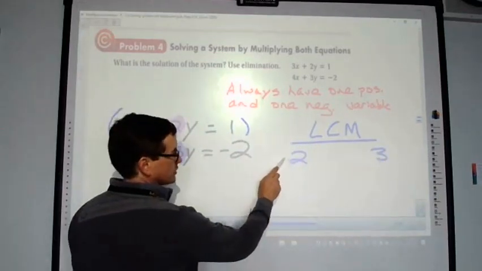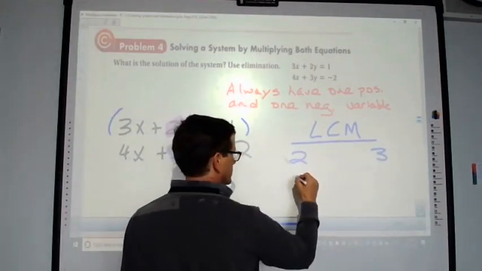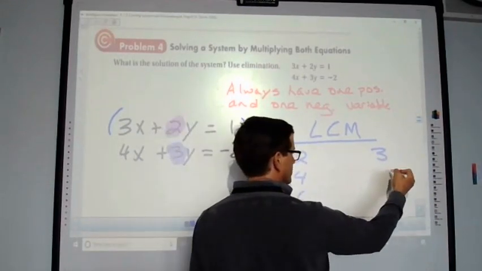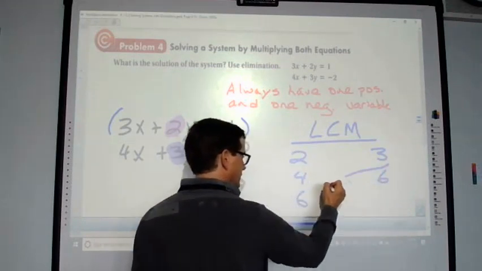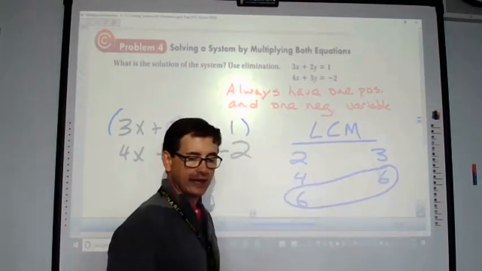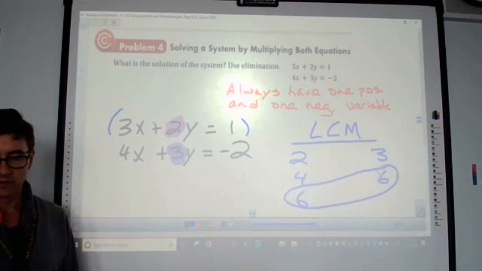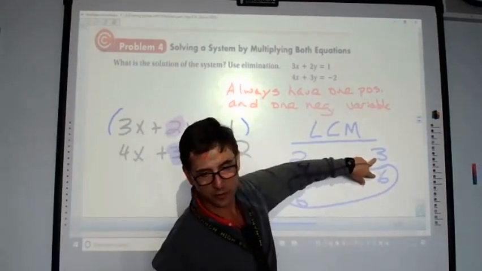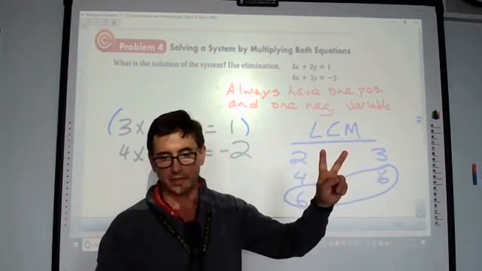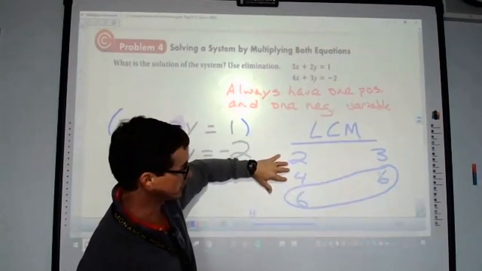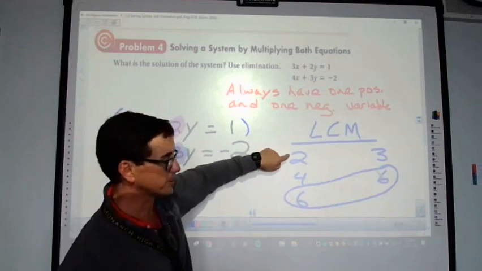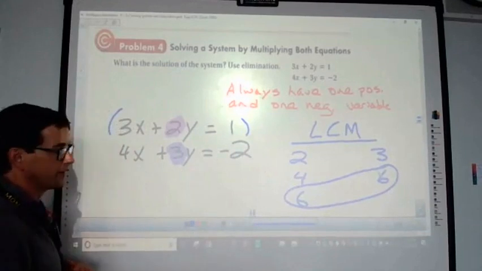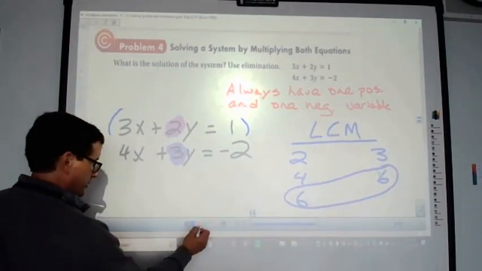We're going to think about 2 times 1 is 2, 2 times 2 is 4, 2 times 3 is 6, 3 times 1 is 3, 3 times 2 is 6, and we have the same number. So we're going to multiply the 3, because we have 2 numbers here, we're going to multiply the 3 by 2. Because we have 3 numbers over here, we're going to multiply the 2 by 3. So you may or may not understand that. I'm going to show you an easier way because I always like doing that.